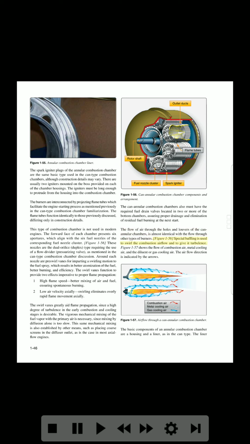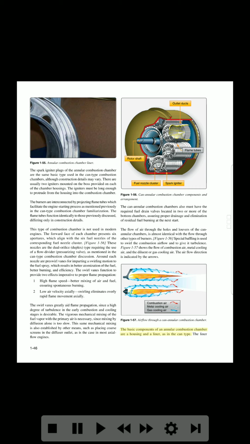Special baffling is used to swirl the combustion airflow and to give it turbulence. Figure 1-57 shows the flow of combustion air, metal cooling air, and the diluent or gas cooling air. The airflow direction is indicated by the arrows. Combustion air, metal cooling air, gas cooling air. Figure 1-57. Airflow through a can-annular combustion chamber.